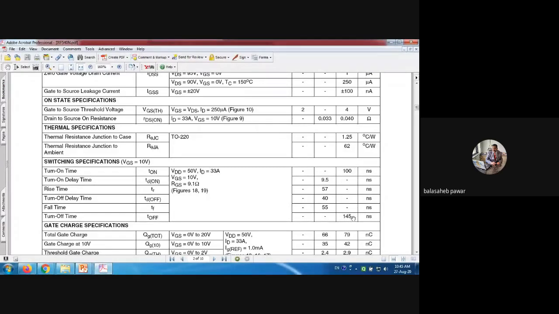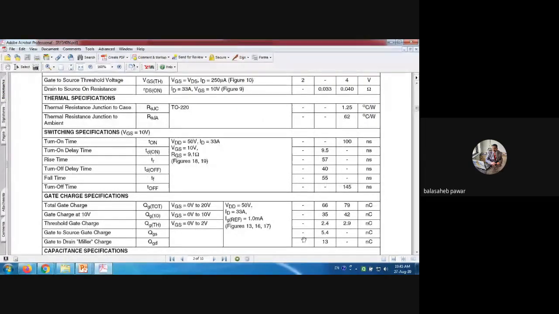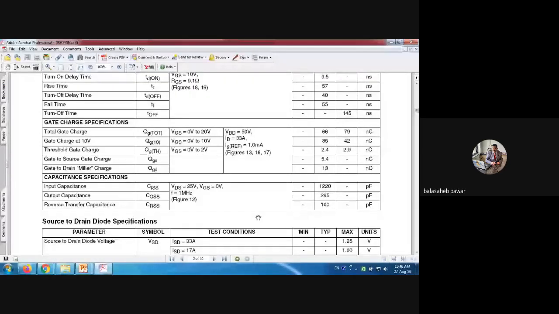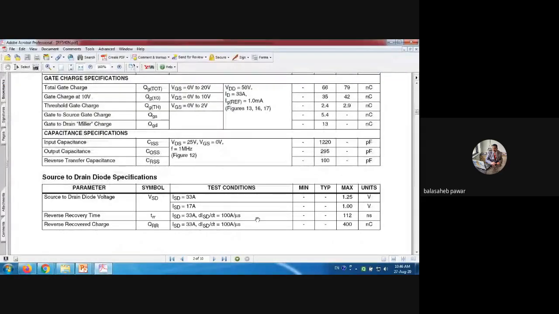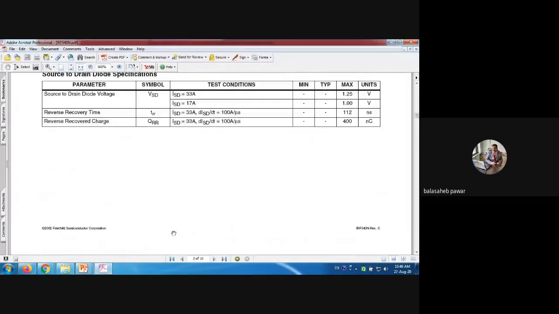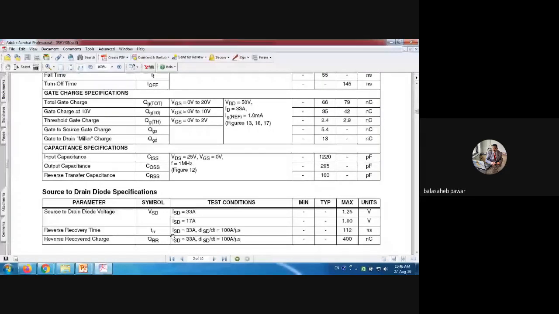Are you getting it? Yes, sir. Okay. So these are the main important parameters, the switching specifications or electrical characteristics of that device. Okay. This reverse recovery time and all that, all are there for when you study the SCR dynamic characteristics. Okay.